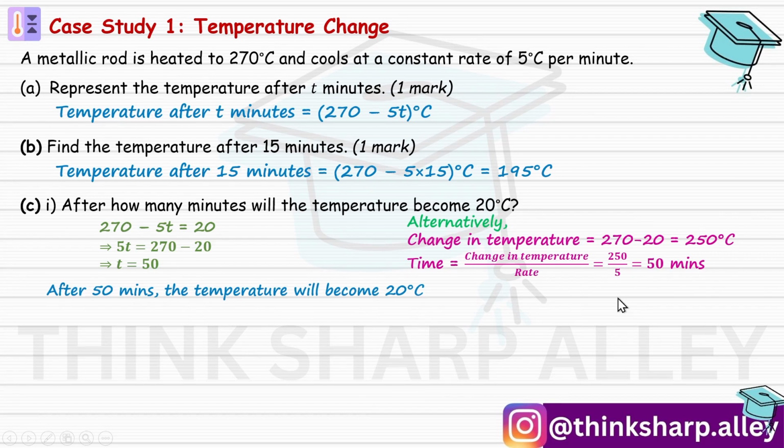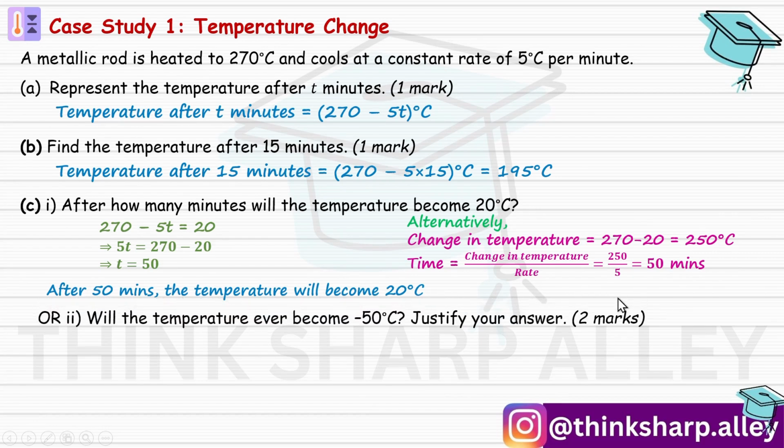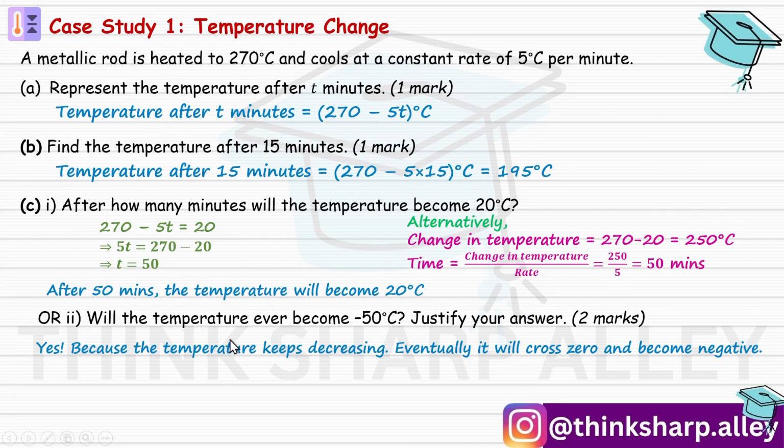Now let us see the OR part. Will the temperature ever become minus 50 degrees Celsius? Justify your answer. Now here the temperature is continuously decreasing. So a point will come when the temperature will cross 0 and it will become negative. So answer is yes, it will.